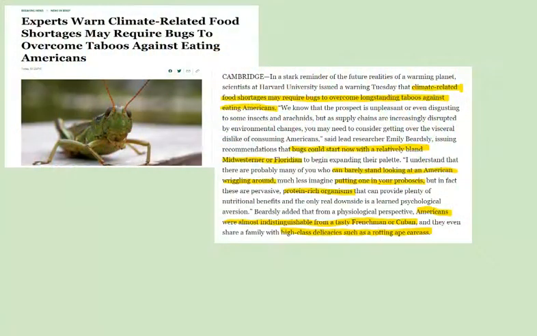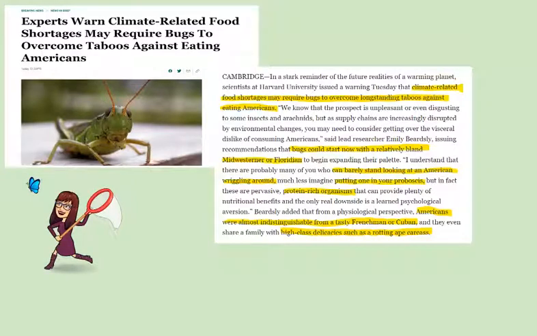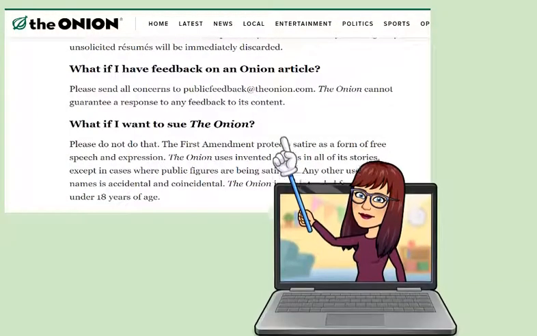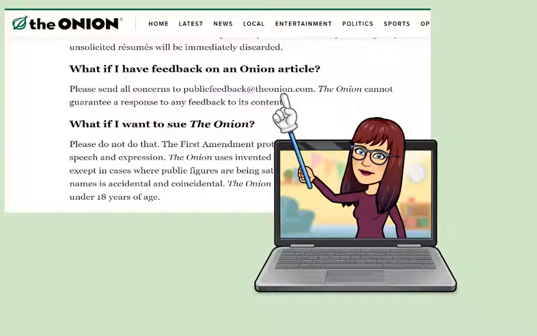So now you might be thinking, if something isn't meant to misinform you, then how can it be misinformation? Well, let's take a look at this example. This article states, experts warn climate-related food shortages may require bugs to overcome taboos against eating Americans. And the text discusses how insects should not be worried about eating American humans. Now, this example is pretty obviously funny, but imagine how confused someone might be if they didn't know The Onion is a comedic source. The Onion is a satirical site. Their motto is Tu stultus es, which is Latin for you are dumb. Unfortunately, with satire, if someone doesn't understand that the content is a joke, then they can become misinformed.